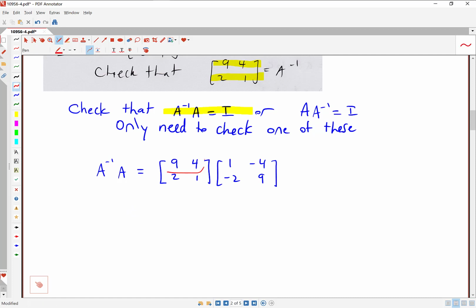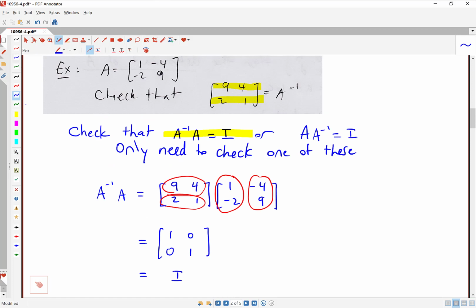So we'll circle the rows of our first matrix, columns of our second matrix, and just do our usual dot product operation. So we're going to have 9 minus 8 is 1. Negative 36 plus 36 is 0. And we've got 2 minus 2 is 0. And then negative 8 plus 9 gives us 1. So yeah, sure enough, that does equal the identity matrix. So that's how we know that this highlighted matrix here really is the inverse of the matrix A that we were given in the question.